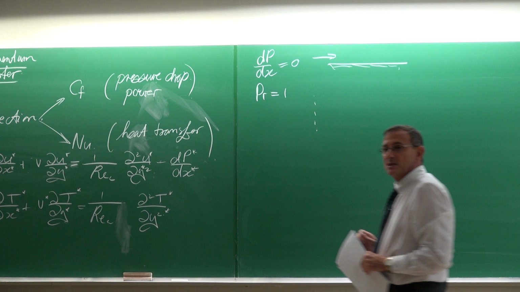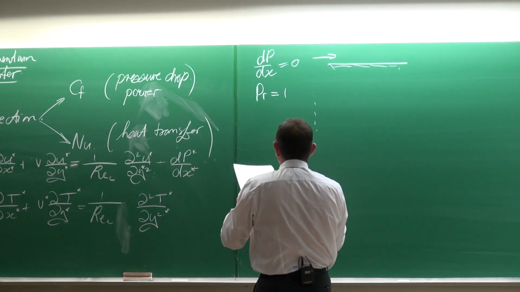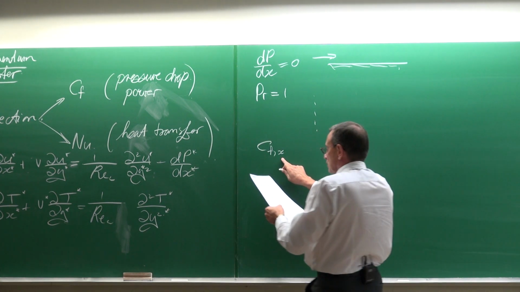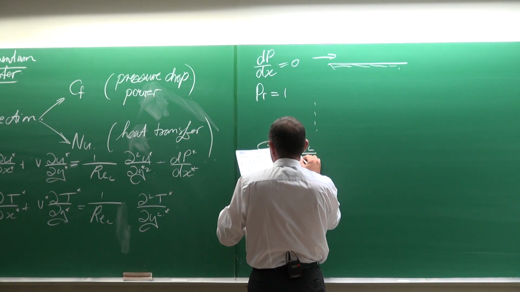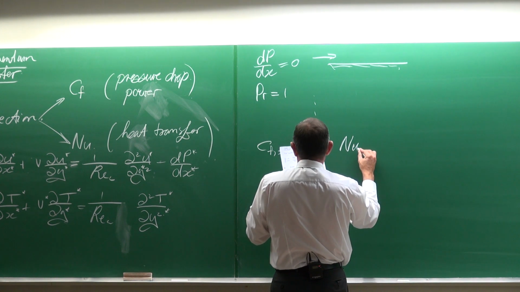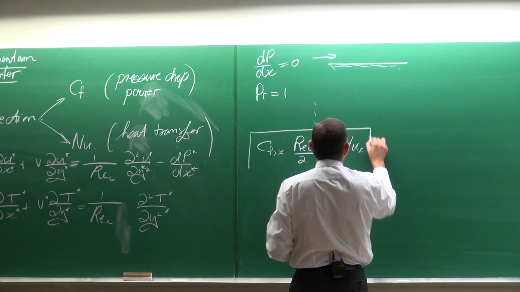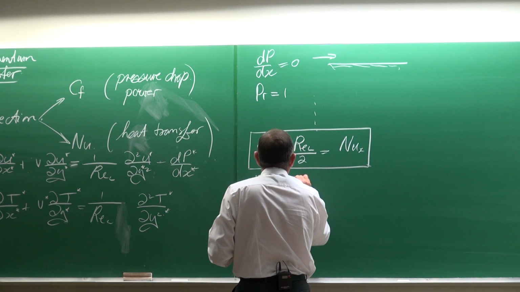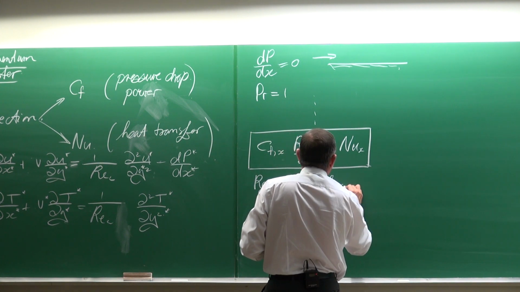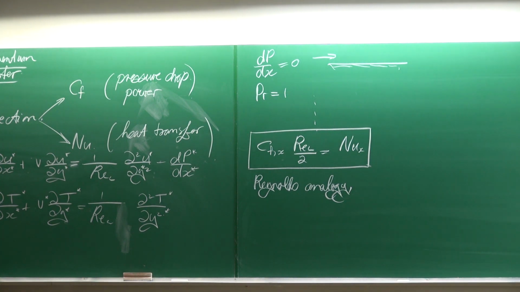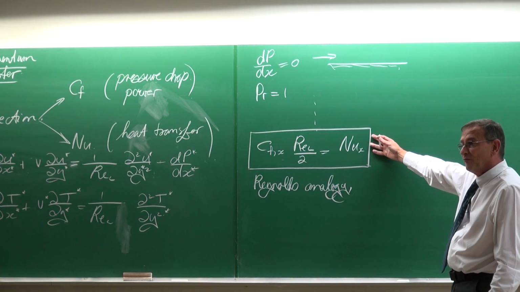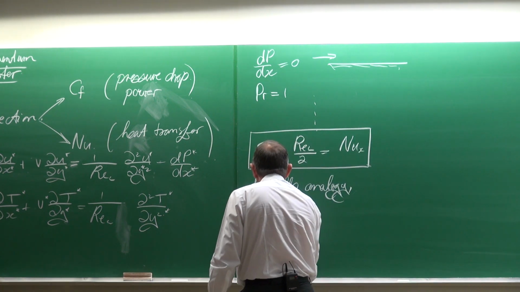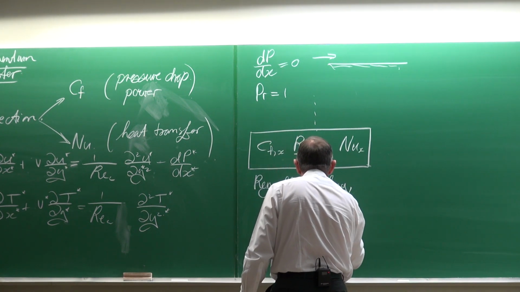Okay. I'm going to jump a few steps. The details are in your textbook. But the very important thing is it can now be proved that C_f,x, the local skin friction coefficient, multiplied by the Reynolds number divided by 2, is equal to the Nusselt number Nu_x, the local Nusselt number. And this is called the Reynolds analogy. A very important equation, but not appreciated enough by, I think, many people. Take note, however, that the Reynolds analogy is valid for a Prandtl number equal to 1 and for a flat plate.